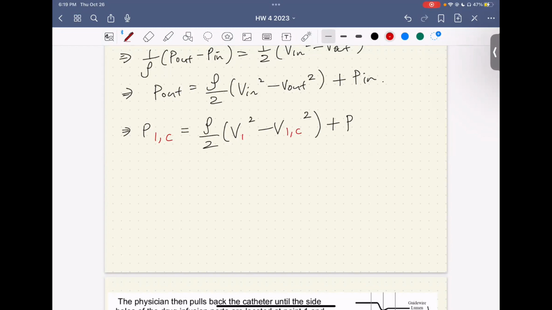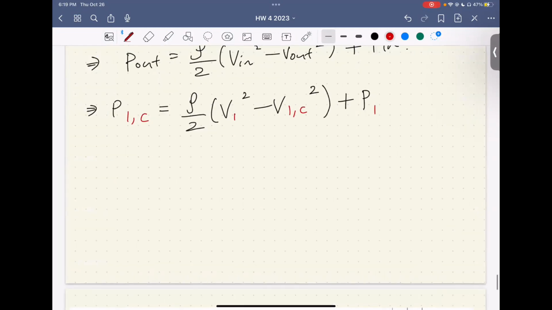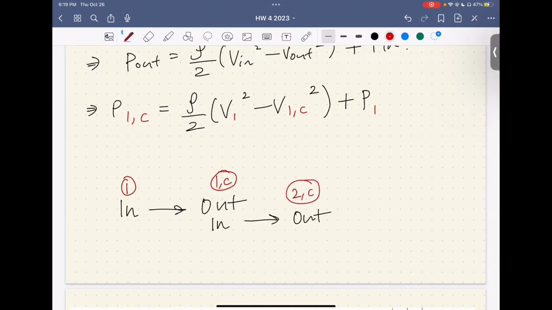P1, right? So we just basically did this for an inlet to an outlet that is going to be 1 to 1 catheter, right? So what if we wrote this expression for 1 catheter to 2 catheter? So let's write 2 catheter here. Well, we could write this in with basically what I'm trying to say is you can say 1C, 2C, and then 1C and 2C, right?